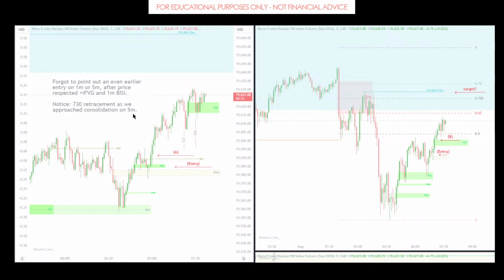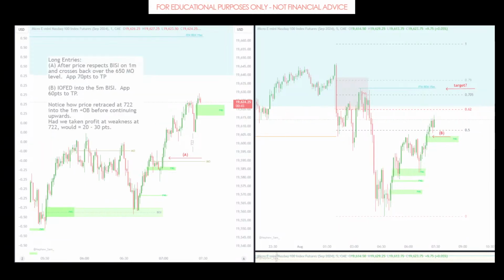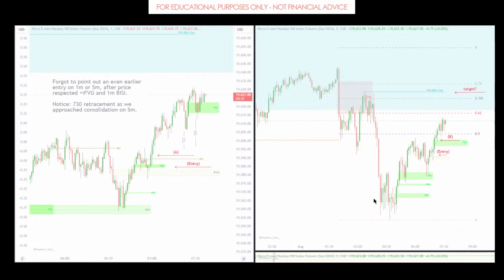Now, I forgot to point out earlier, in the previous slide, that we had an even earlier entry possibility down over here. Let's go back. We had a bullish inversion at this level, 580 something, where we could have entered, 585, right? We wicked into the bullish inversion, and then we came back up, respecting this BISI right above it. That also could have been a time to enter.